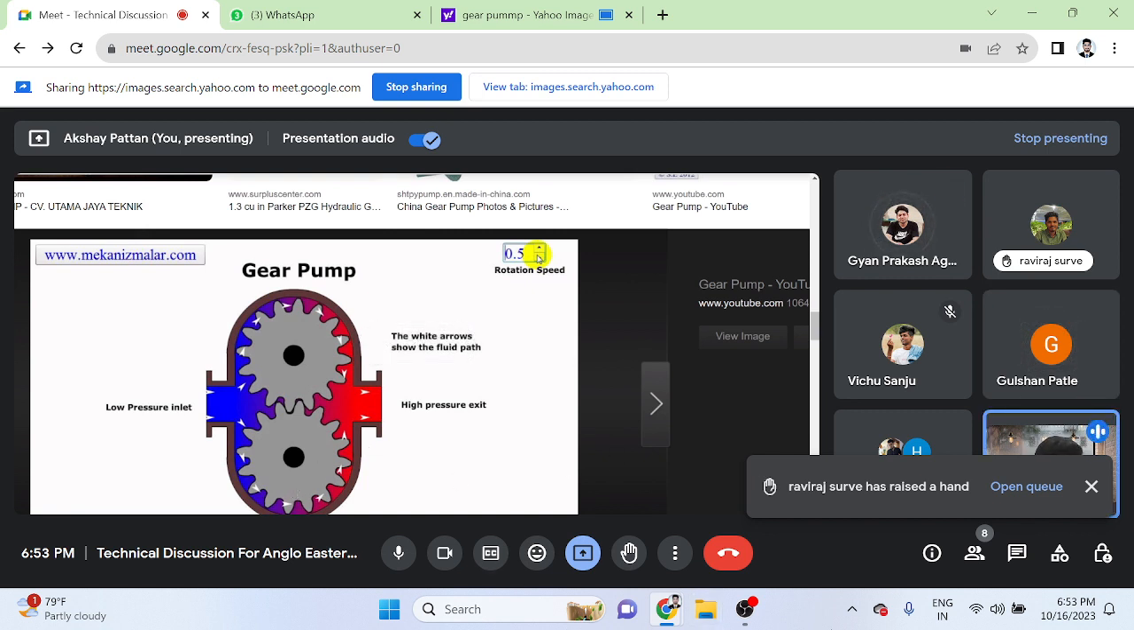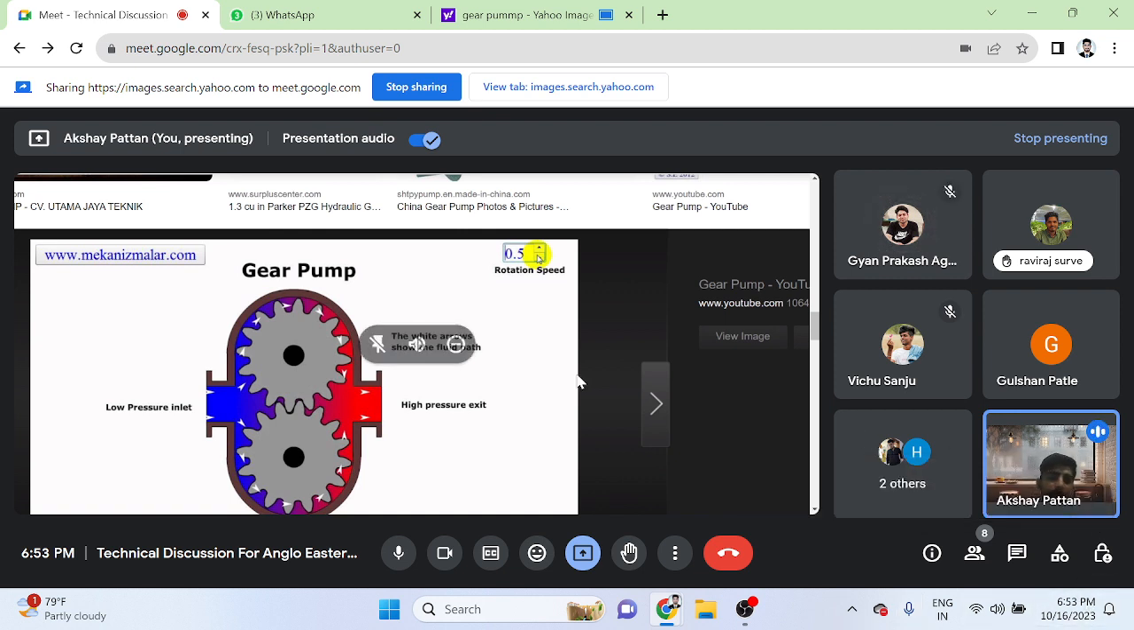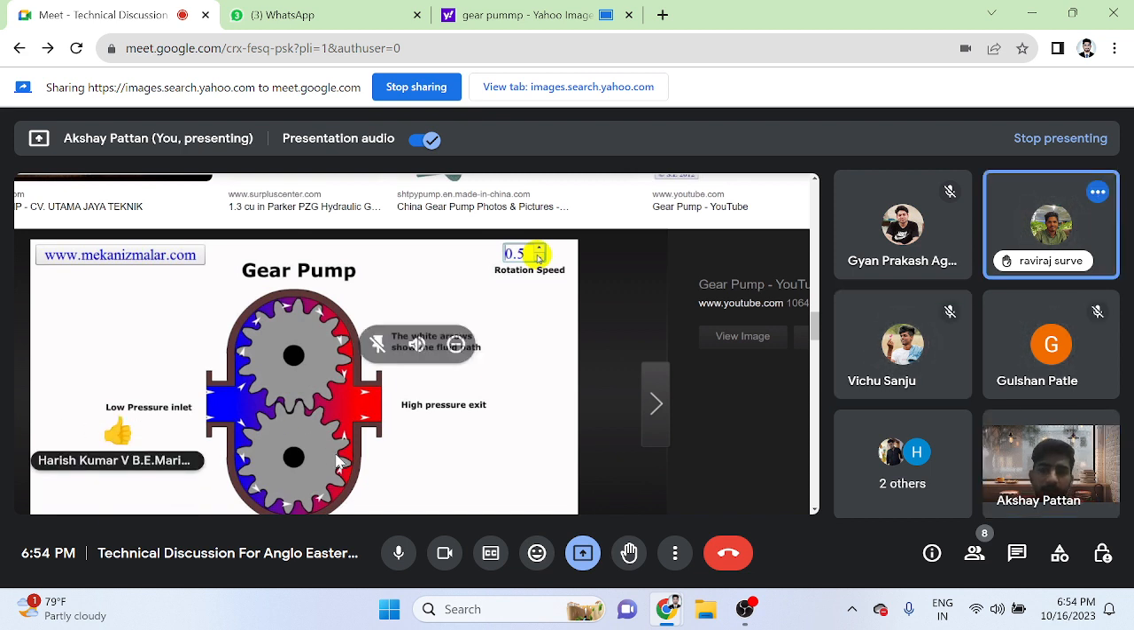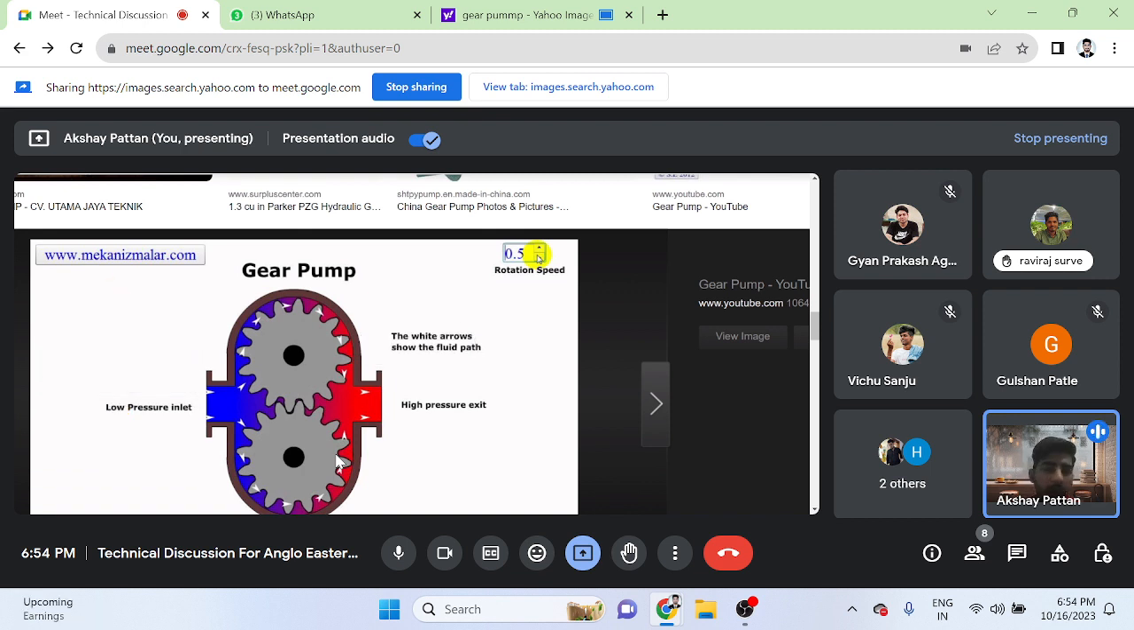Unmeshing in the sense, the two gears are getting separated from each other. Separated in the sense those are unmeshing. The teeth are unmeshing. The portion where the teeth are unmeshing is known as the suction line. Did you get what I'm saying? Yes, bro. When the gears are out of the mesh, or unmeshed, the portion is known as the suction line.